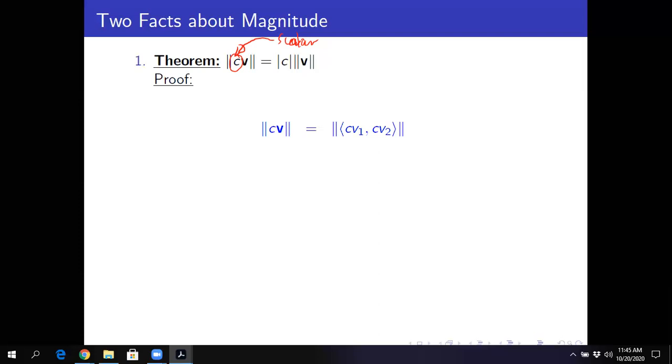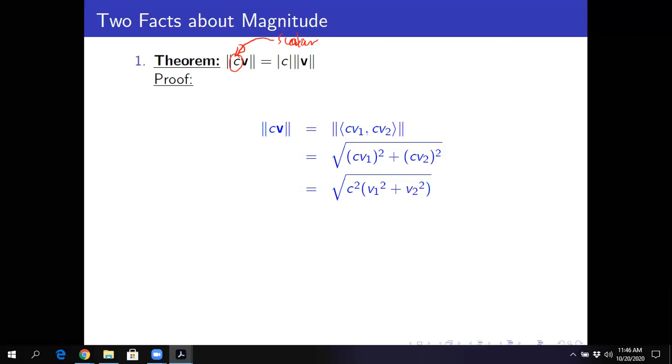Let's actually go through why this is true. The length of cv is equal to the length of (cv1, cv2). I've just multiplied the x and y displacements by c. I would have to use the Pythagorean identity. So that's going to be the square root of cv1 squared plus cv2 squared. What do you think? What can I factor out of that sum underneath the square root? c squared. Yes, factor out c squared.